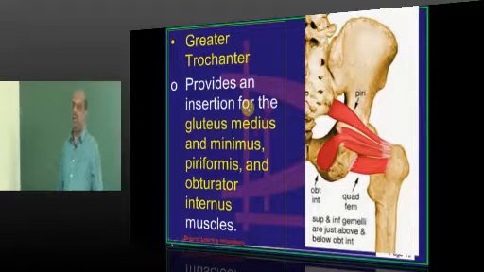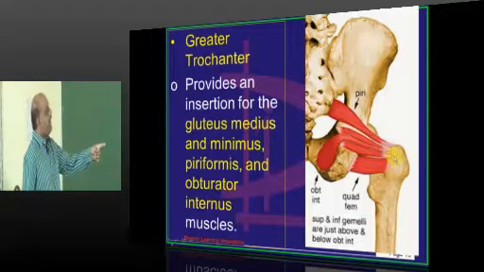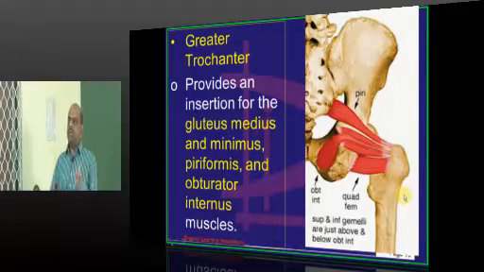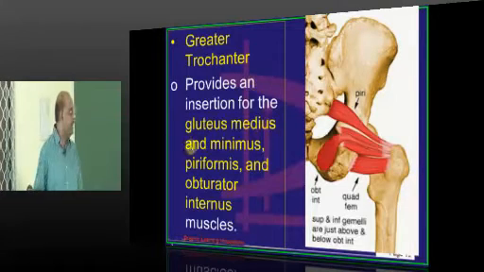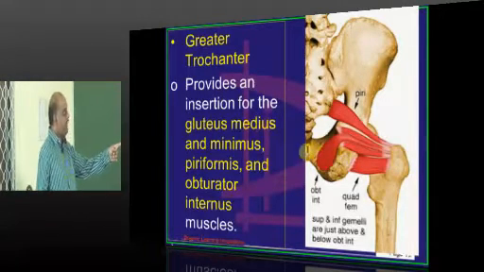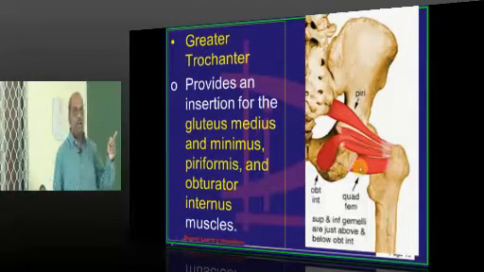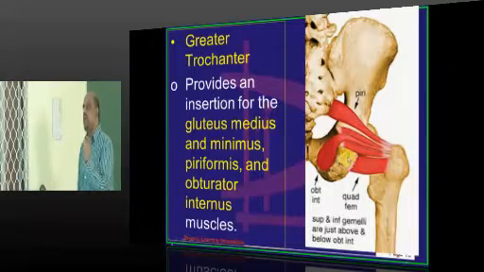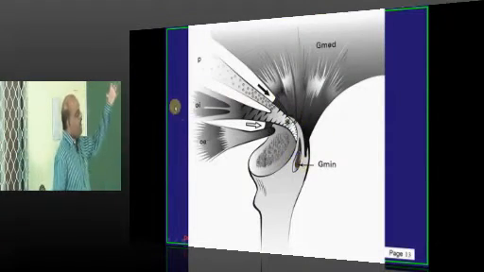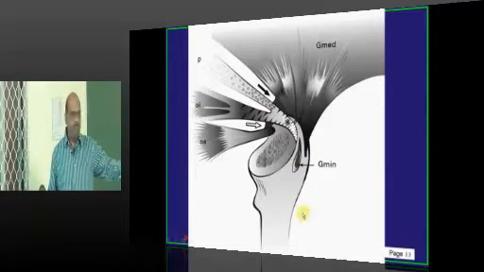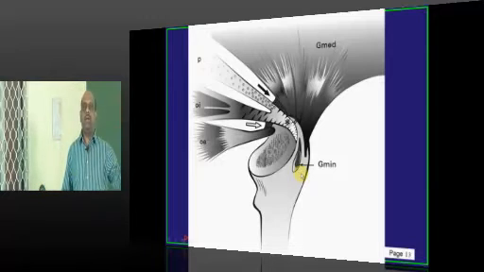Now what do you want to remember about the greater trochanter? Basically the greater trochanter is the most important point of insertion for a lot of muscles of the hip: gluteus medius, gluteus minimus, piriformis, obturator internus. All these typically have an insertion onto the greater trochanter. So this is how all the muscles of the hip joint come and ultimately merge onto the greater trochanter. Hence it is called the trochanter, the greater.